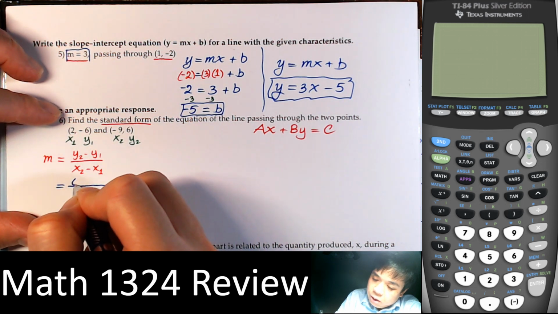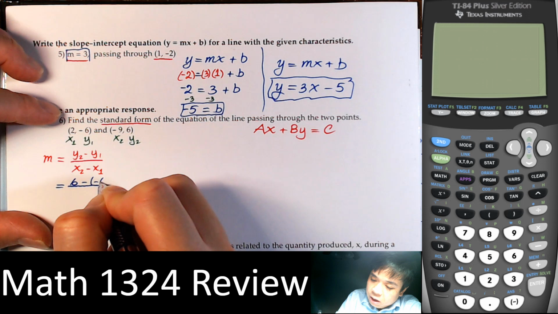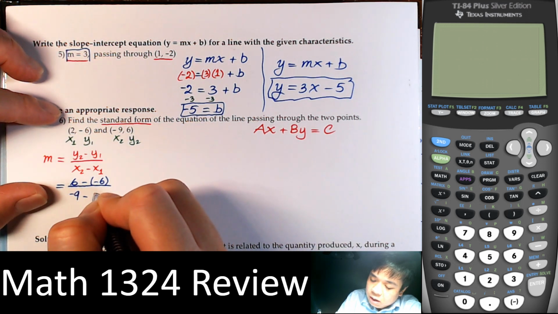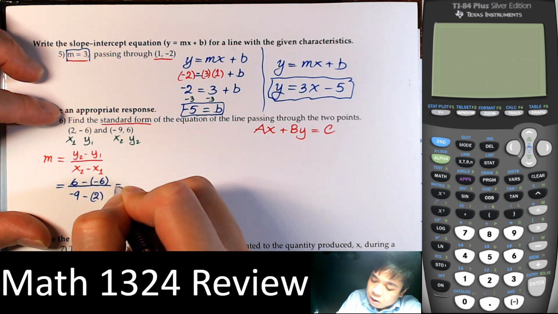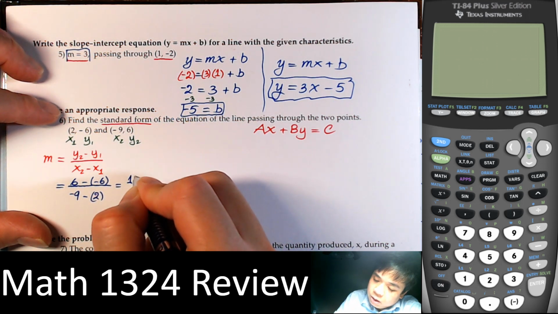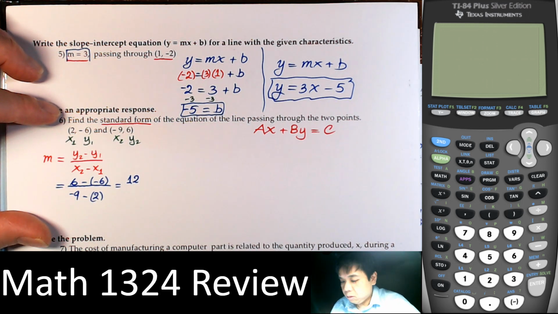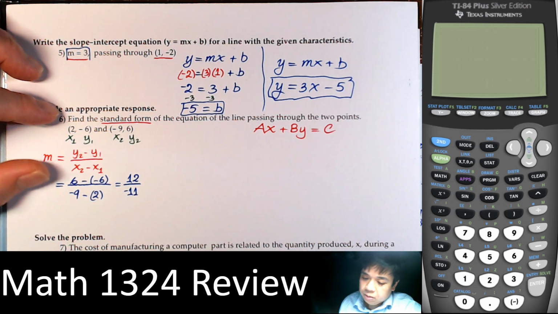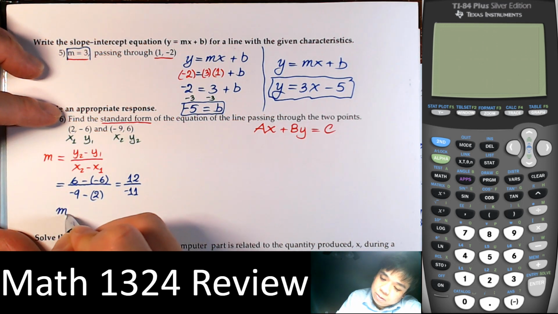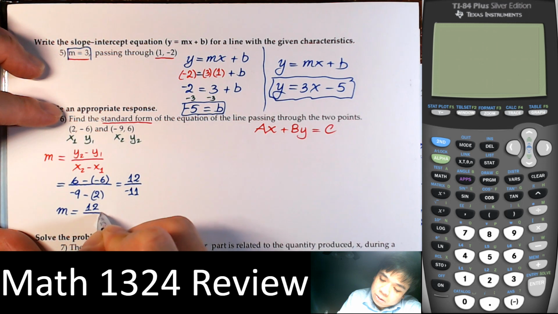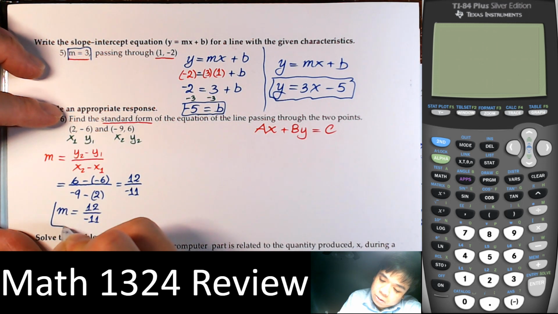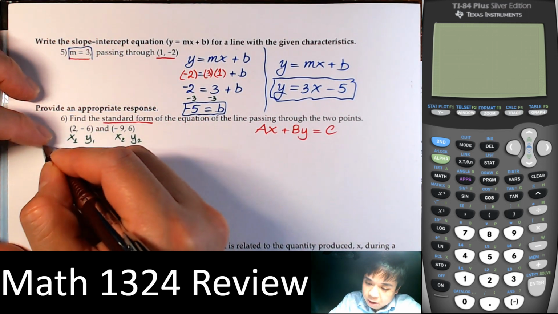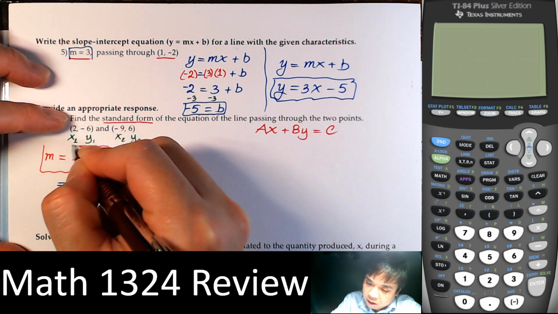y2 minus y1 over x2 minus x1. So we have 12 over negative 11. So that is the slope. So having 2 points, we can find the slope given by this equation.